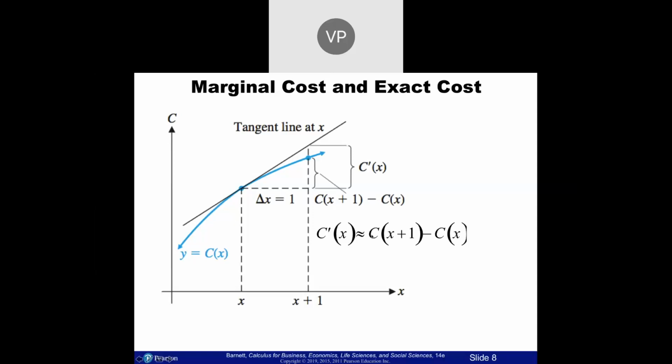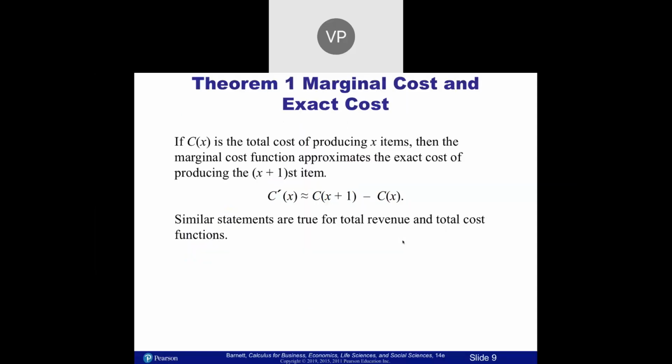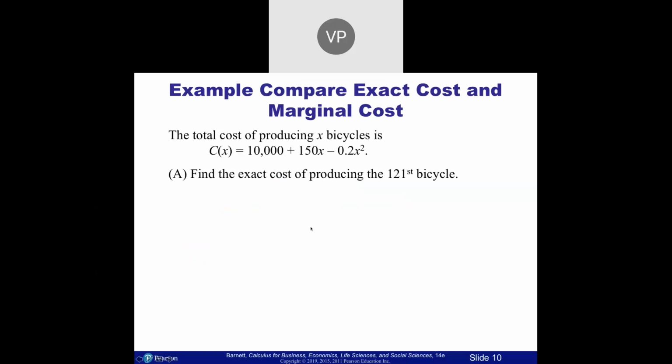Okay, so the approximate value of the derivative of x is about the regular function when you add 1 to it minus the regular function where it's just x, and that's what you're going to get. You plug in some number for any of these and you'll get that marginal cost versus the exact cost. Okay, so we talked about this right here. It's going to work the same for revenue and profit, all these.